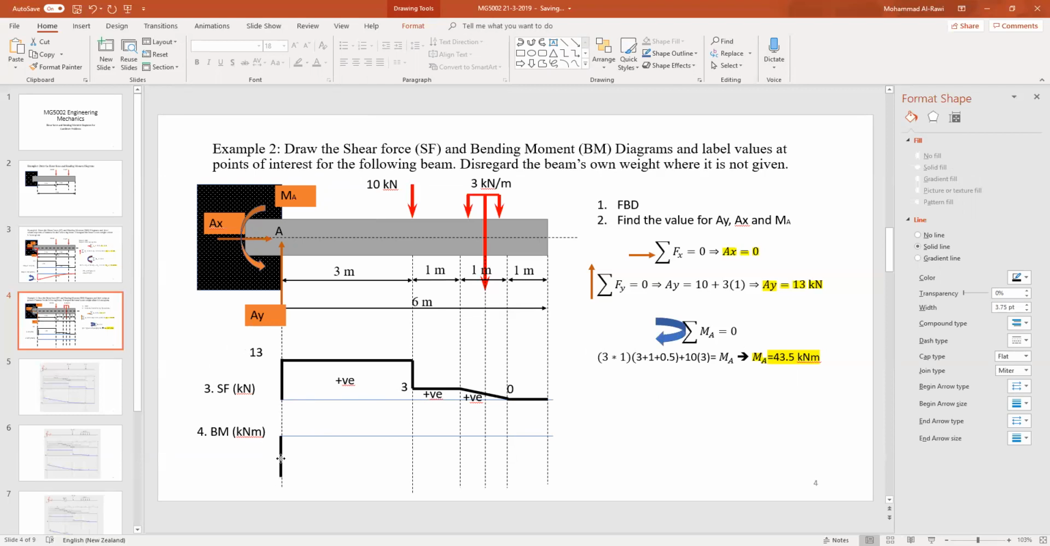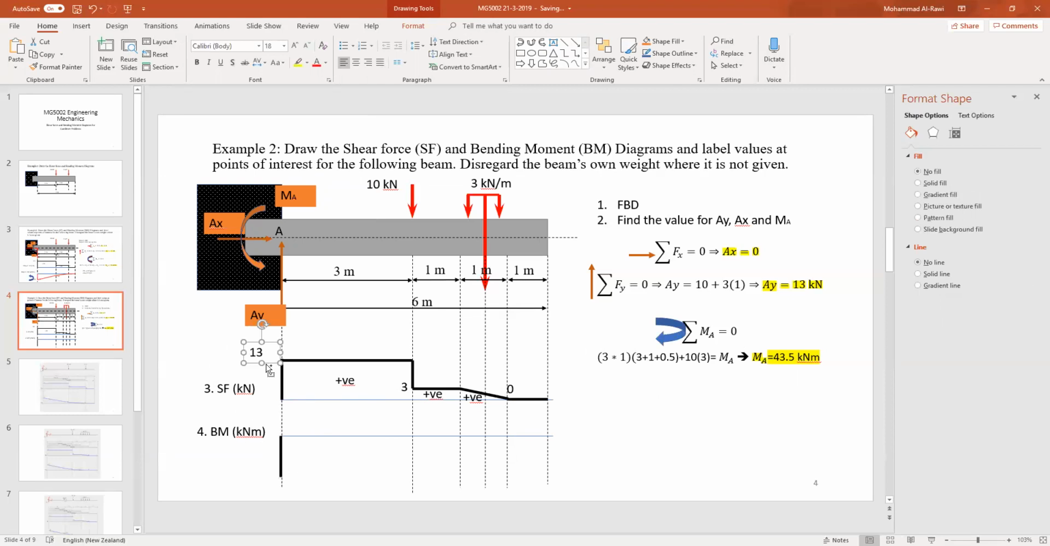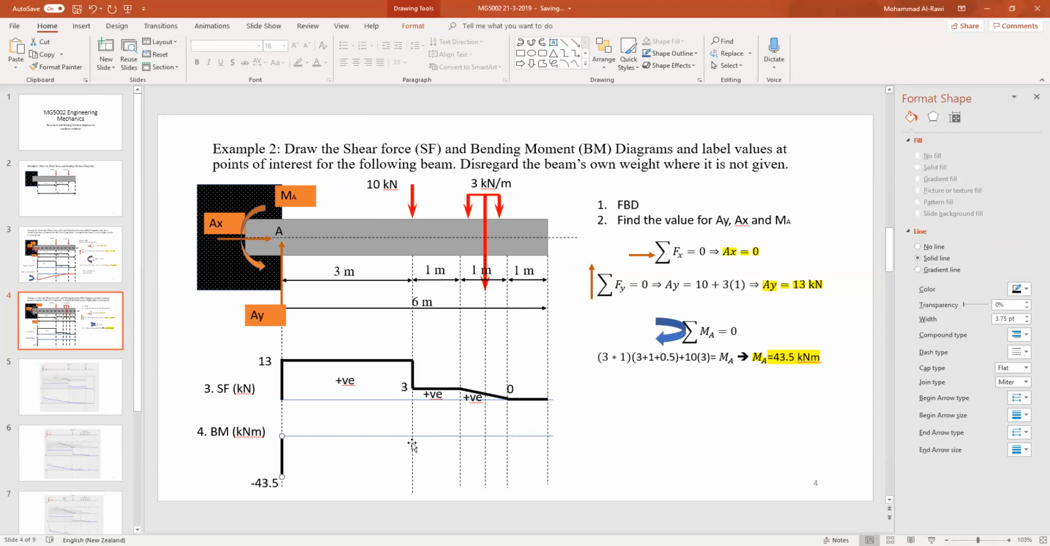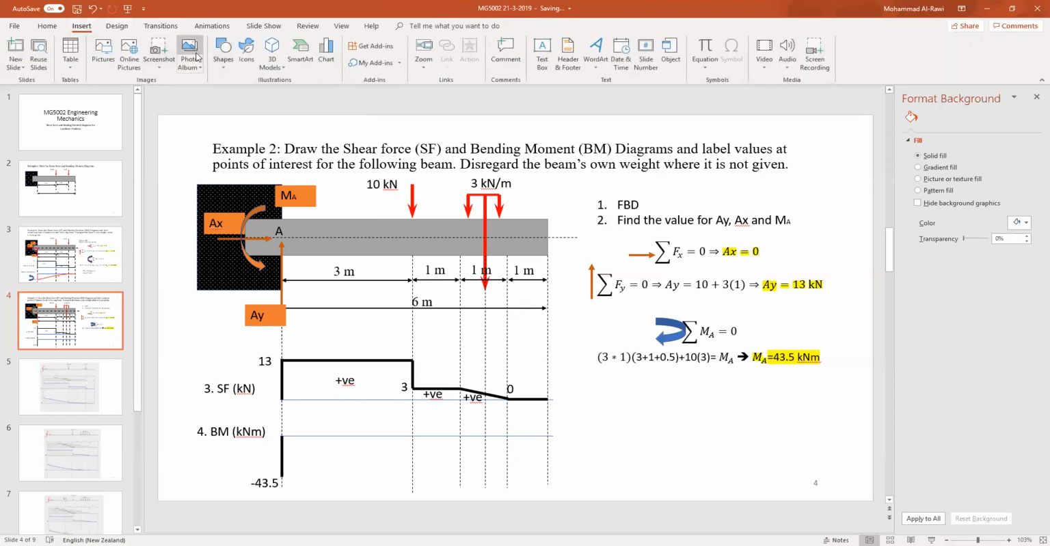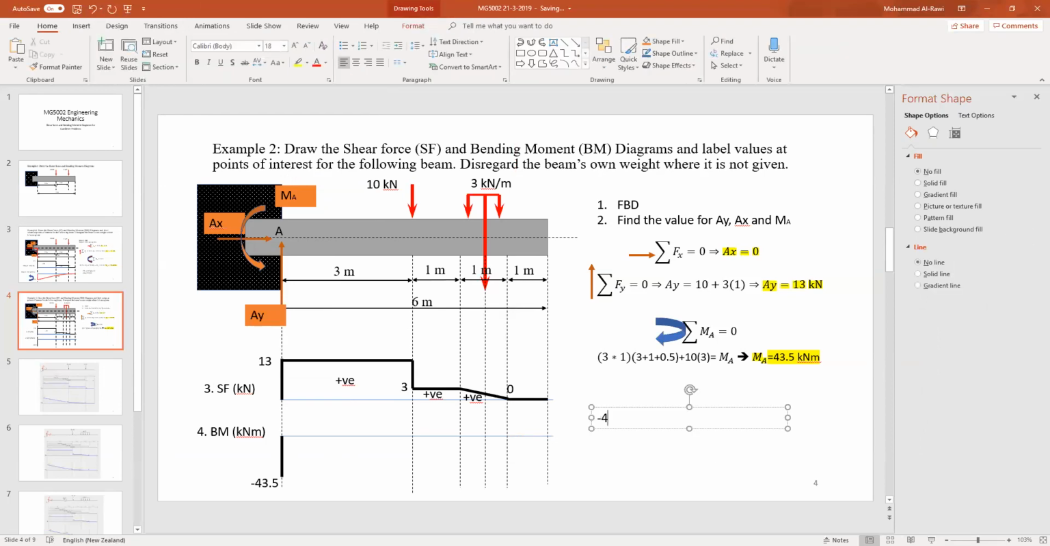So I will bring this down, and we'll put the value, which is minus 43.5. Don't need to write the units because it's already specified in the diagram. Now, interestingly here, guys, I have a positive area. So I will show you the calculation on the side so you can understand how we can find the rest of the values. So minus 43.5 plus, because it's a positive area, 13 times the distance 3.